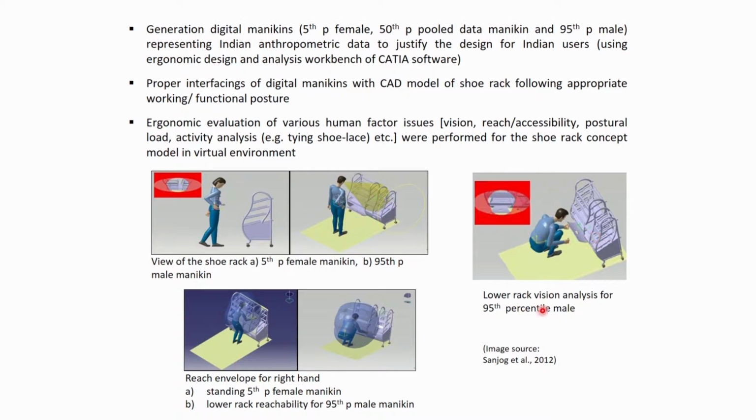Here it is shown that while a person is sitting on the ground and opening the bottom cupboard, how is the vision? He or she is able to visualize what is kept inside. Similarly, reach was also evaluated for the 5th percentile female as well as the 95th percentile male in different postural conditions, either seated, in squatting posture, half bent, or standing.